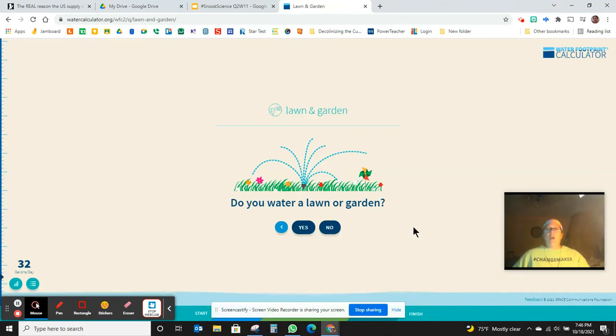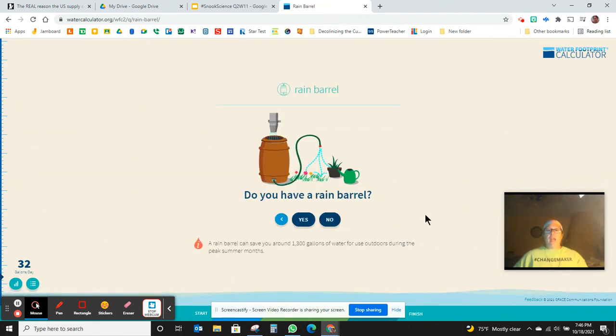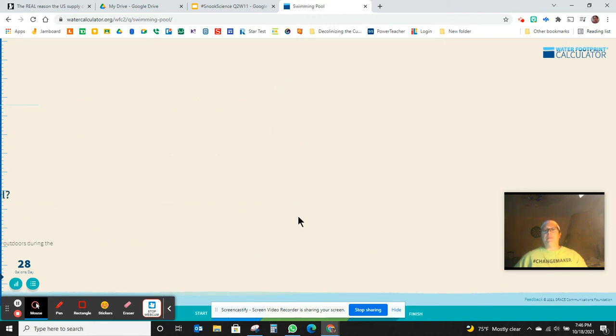Next, do I water a lawn or garden? I'm going to say no because I don't turn on the faucet to water the garden. I use the rainwater that I capture. So I'm going to hit no, even though I do water it. Do I have a rain barrel? I'm going to go ahead and hit yes because I do collect rain.